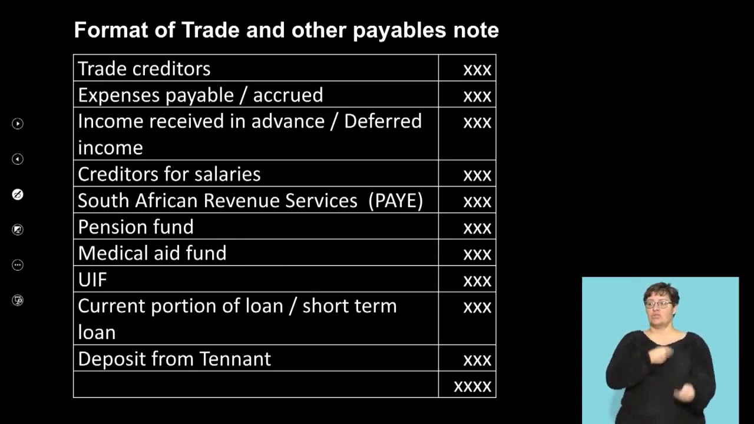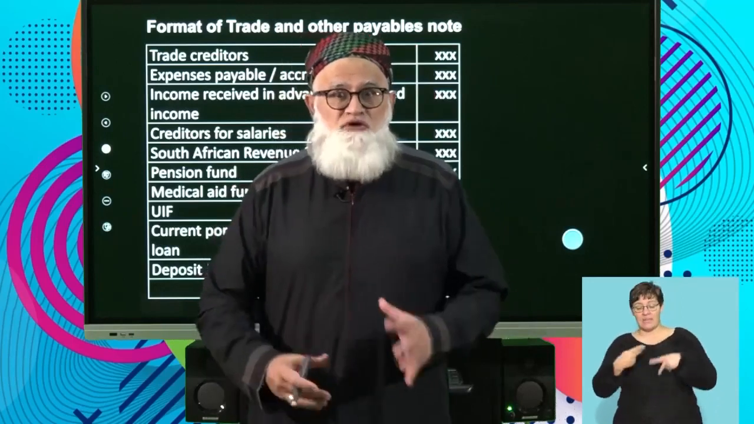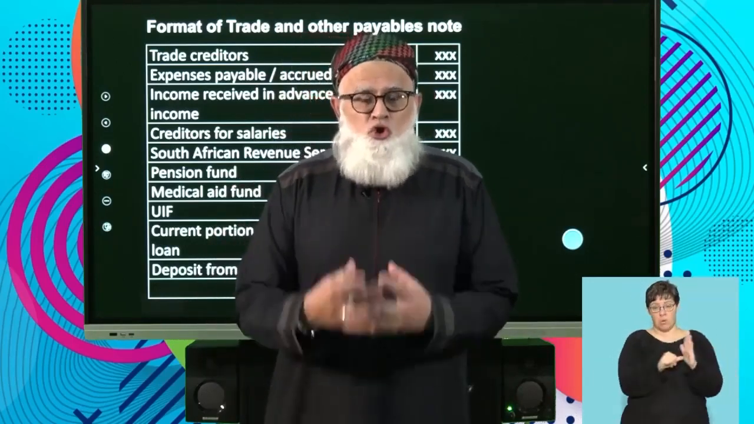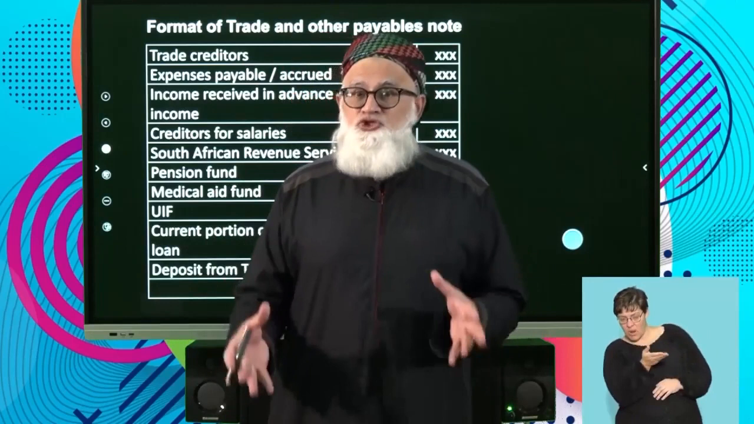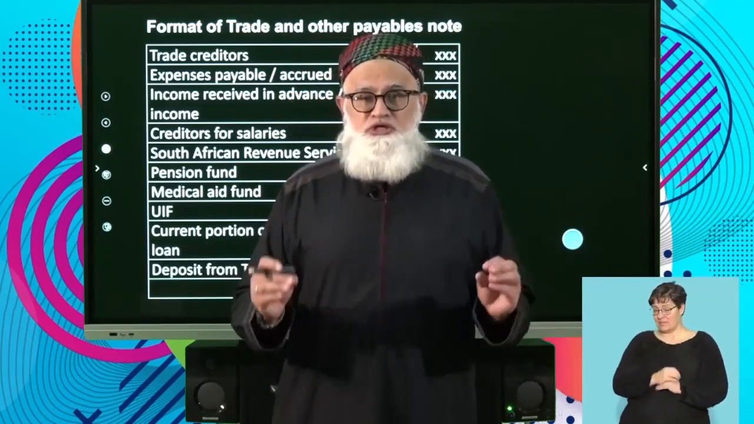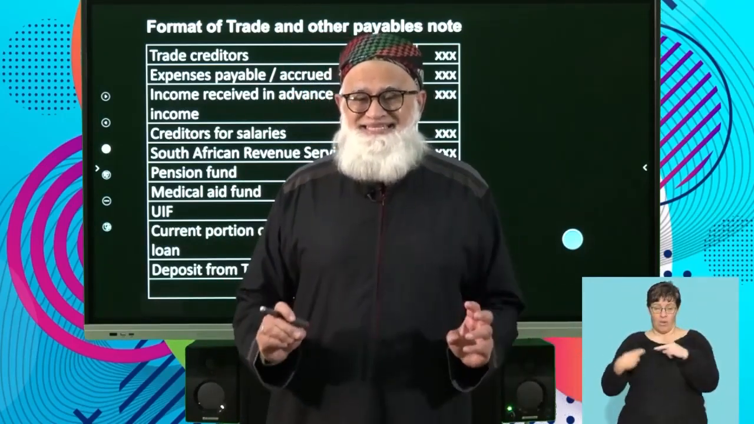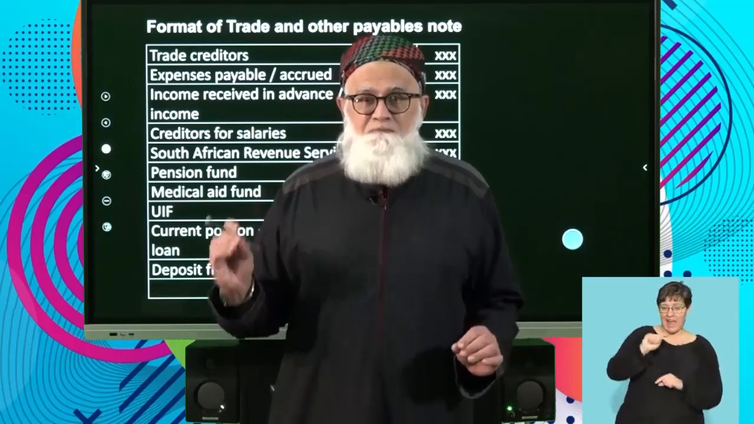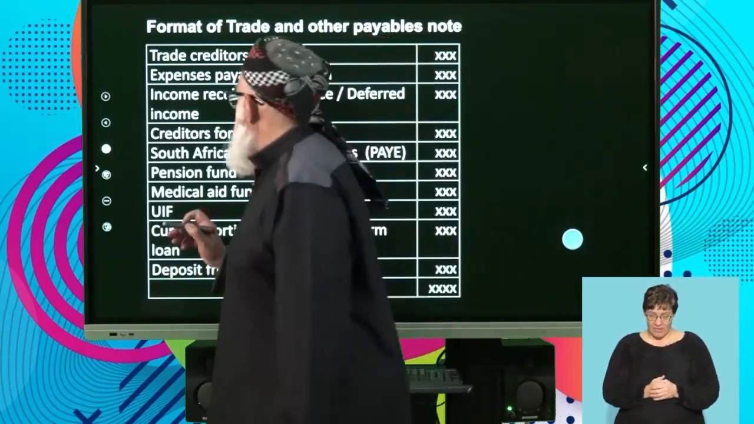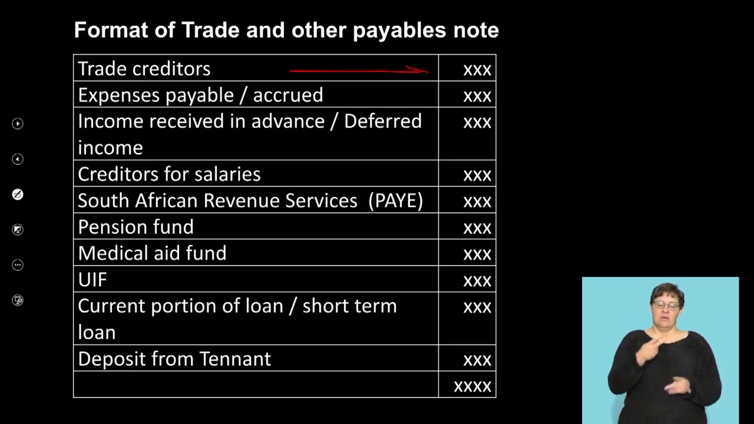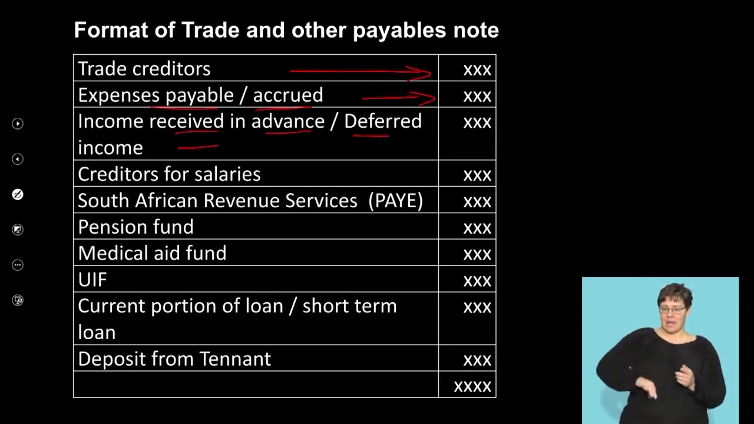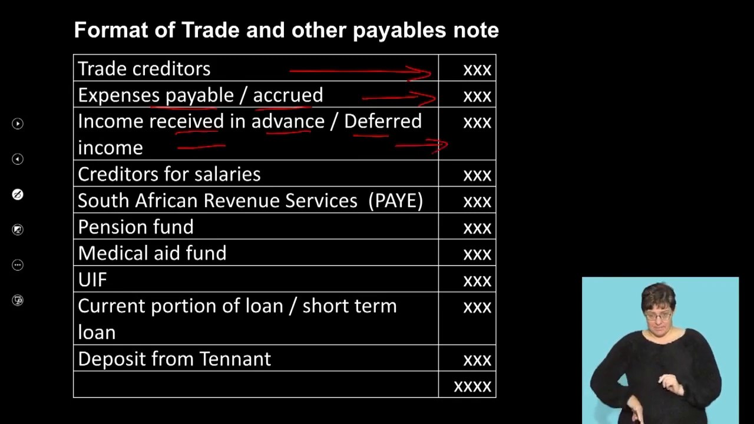is your trade and other payables. Now, your trade and other payables note, also a very important note, and look at the information that needs to go into this note. You need all your liabilities, your trade and other payables. Watch, it's your trade creditors, creditors control, your expenses payable or accrued expenses, right? Income received in advance, also known as deferred income, okay?